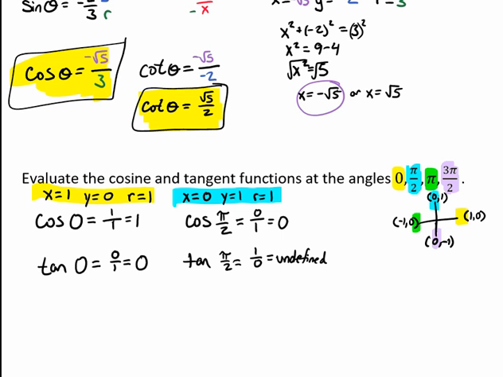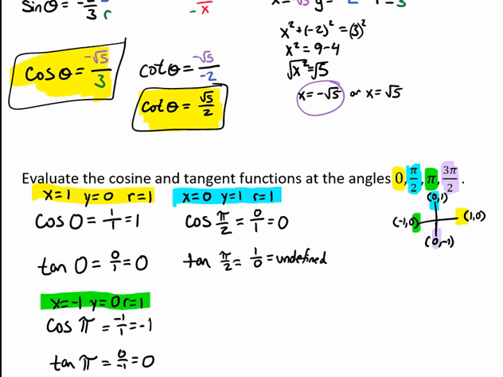To find the cosine and the tangent of pi, we'll be using x equals -1, y equals 0, and r equals 1. So our cosine of pi is going to be our x over our r, or -1 over 1, which is -1. And our tangent of pi is going to be y over x, which will be 0 over -1, which is 0.